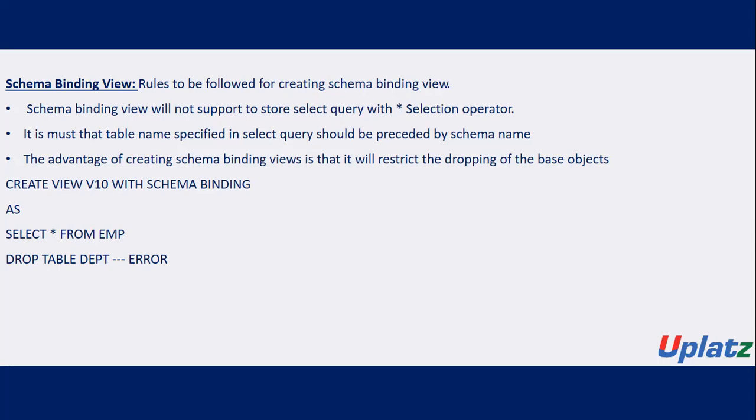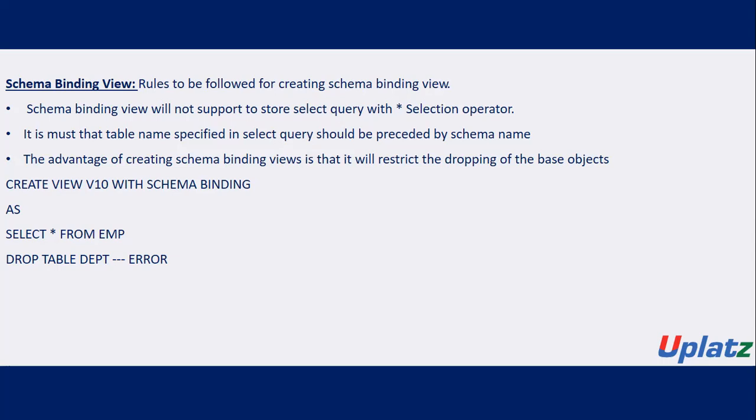So what is the syntax for creating a schema binding view? Create view v10 with schema binding. We have to remember that we must use the WITH SCHEMABINDING keyword. This is very important. Only if we use it is it understood that we are creating a schema binding view. If we use WITH ENCRYPTION, then it is understood that we are creating an encrypted view. So here: create view v10 with schema binding as select star from employee.